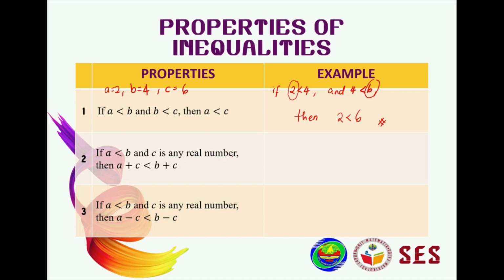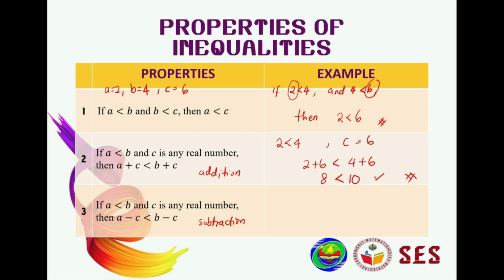Next, property number 2: if A is less than B and C is any real number, then A plus C is less than B plus C. Okay, this is just addition, and this is subtraction. Operation on inequalities, okay? So if you have 2 is less than 4 and C is just 6, if you add 6 to both numbers, 2 plus 6 is less than 4 plus 6, you will get 8 less than 10, which is true, right?